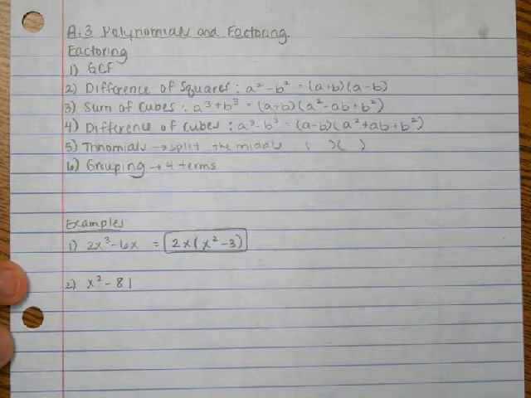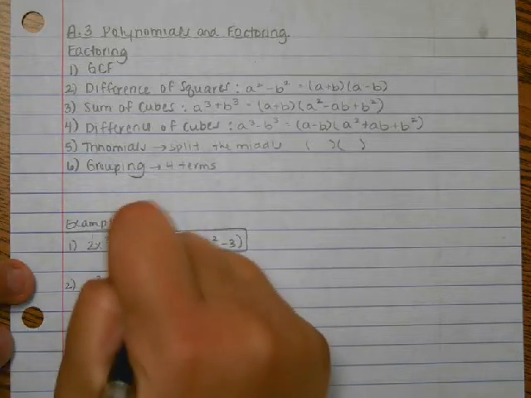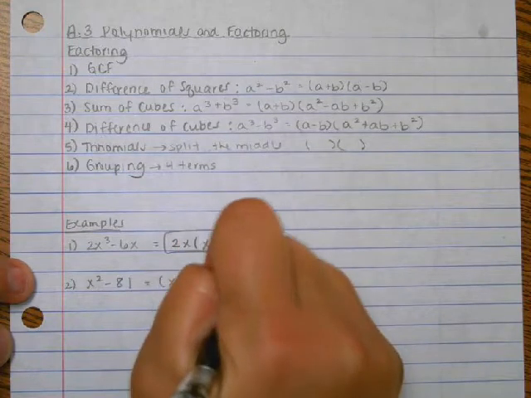Okay, x squared minus 81. Well, x squared and 81 don't have anything in common. It's two terms, it's squared. 81 is squared, so that's going to be a difference of squares. The square root of x squared is x, the square root of 81 is 9. So this would break into (x plus 9)(x minus 9).